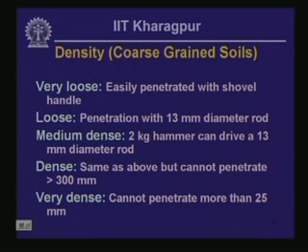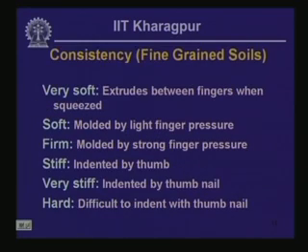Now, if you need to use a 2 kg hammer to drive that 13 millimeter diameter steel rod, then you can say that the deposit is medium dense, and if it is dense, then even after hammering the rod, you would not be able to penetrate a depth of more than say 300 millimeter. If the deposit is very dense, then the penetration is less than about 25 millimeter of the 13 millimeter diameter steel rod.